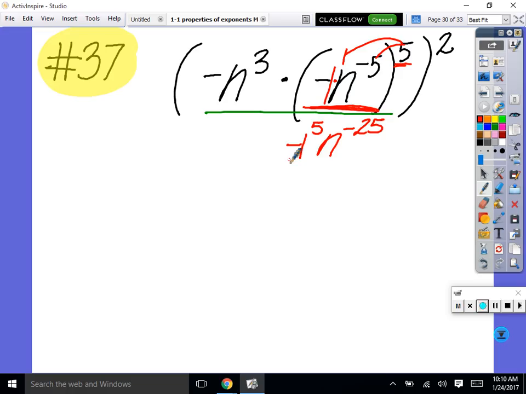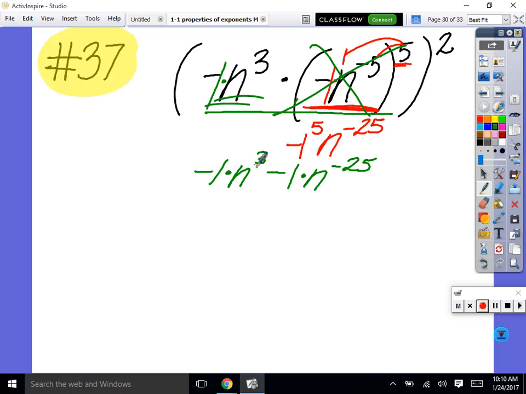So then from there, you'd say, does this simplify? So type it in, -1 times -1 times -1 times -1, 5 times. You get -1. So we have -1 times n to the -25. Now we just took care of all that, but we still have this -1 times n to the 3rd.